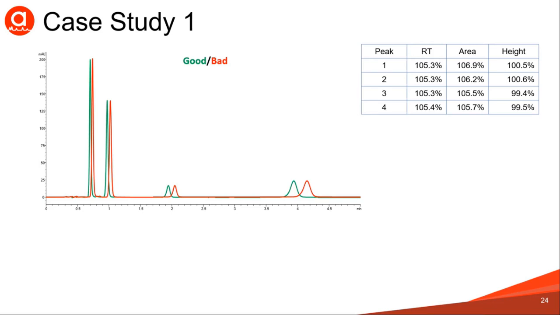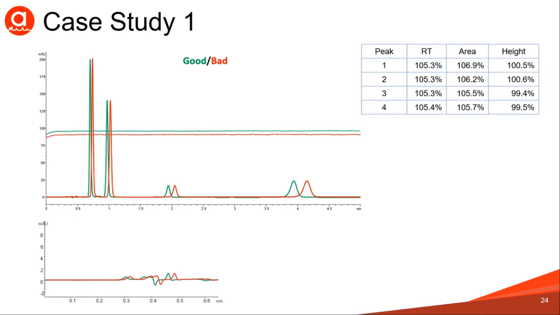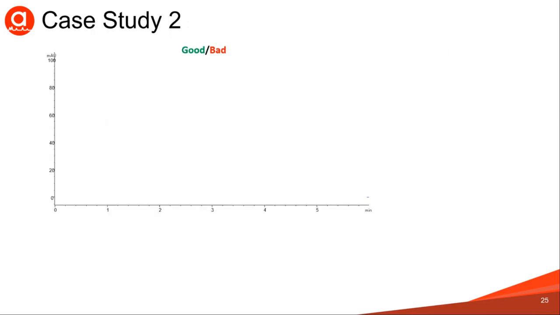This looks like the pattern for flow changes. And if we look at the pressure plots, they are indeed different. The red pressure plot is lower than the good one, the green one, which would be consistent with a slower flow. If we overlay the vacancy peaks, we see the red ones are also later. So indeed, this is a flow change.